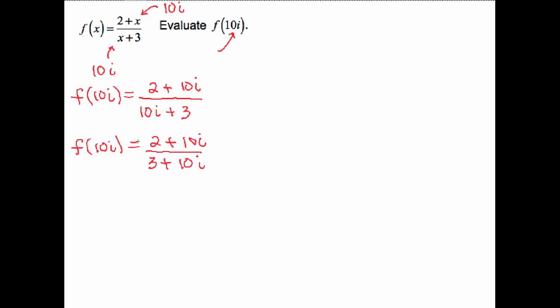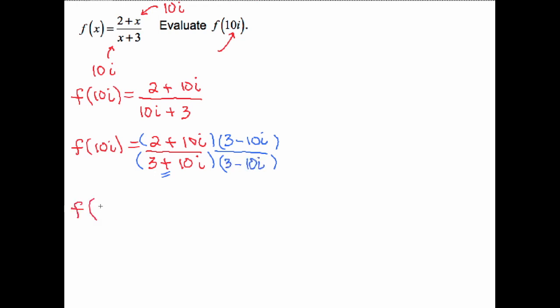Now to remove i from the denominator, what I'm going to do is I'm going to multiply the numerator and denominator by the conjugate of the denominator. I'm going to change the sign that is between the real and the imaginary components. So I do see 3 plus 10i. I'll multiply the numerator and denominator by 3 minus 10i.